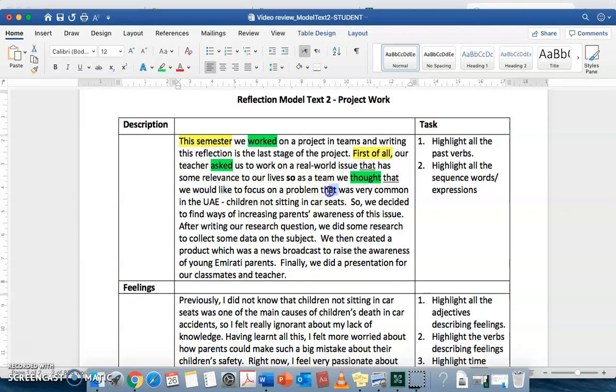Here we have another relative pronoun, that, to describe the problem. The problem is something that is very common. Here we have the verb was in the past simple.